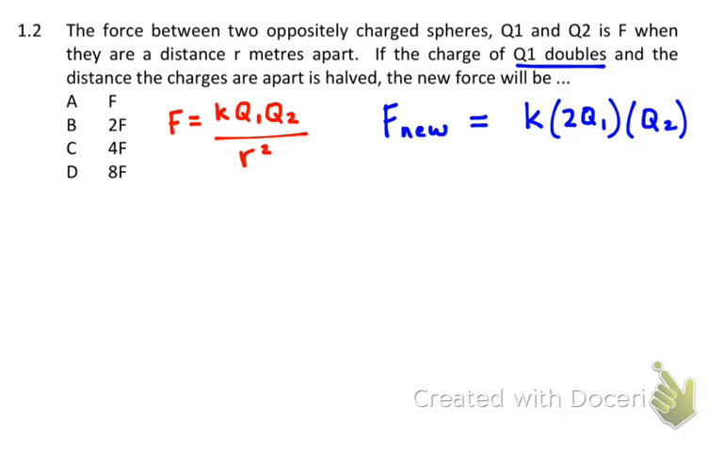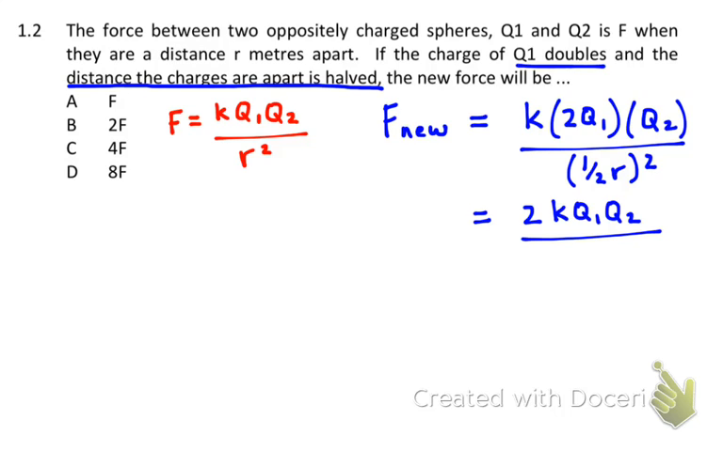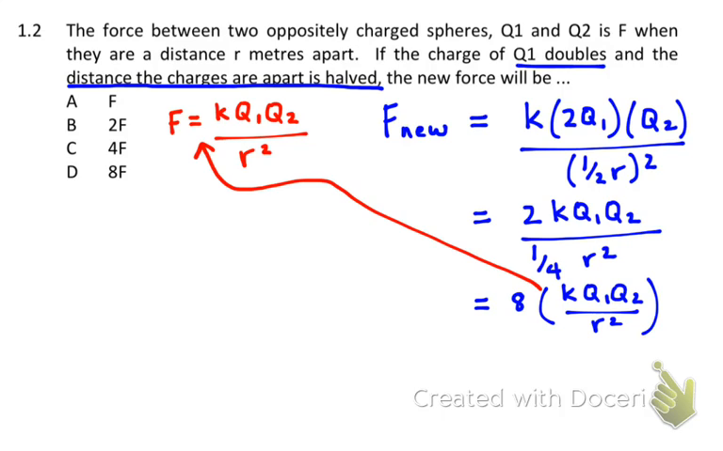Q2 remains the same. And we're told that the distance halves, so our R is now half R, and we square that. We pull the numbers out. On the top we pull the 2 to the front. On the bottom we square a half R and we get a quarter R squared. 2 divided by a quarter gives us 8, and then we've got the K, Q1, Q2 over R squared, which of course is our original force. And so F new then is 8 times the old F, and that means that D is the correct answer.